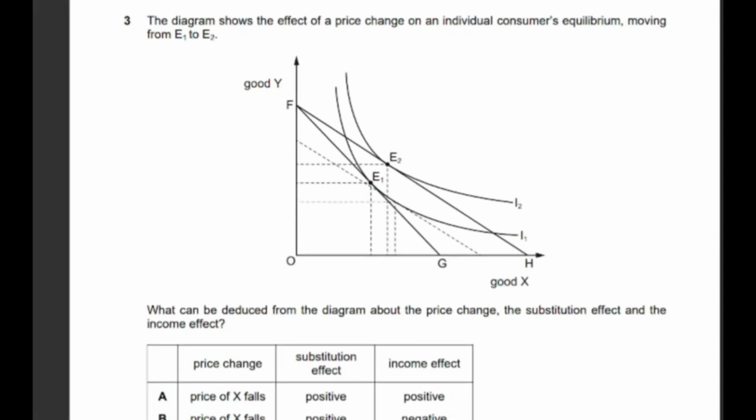The diagram shows the effect of a price change on an individual consumer's equilibrium moving from E1 to E2. This is the initial equilibrium E1 and this is the subsequent equilibrium E2. What can be deduced from the diagram? The correct answer for this question is also B. You have to find out the impact of the price change on the substitution effect and income effect.